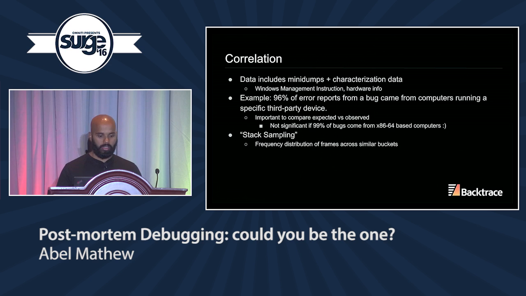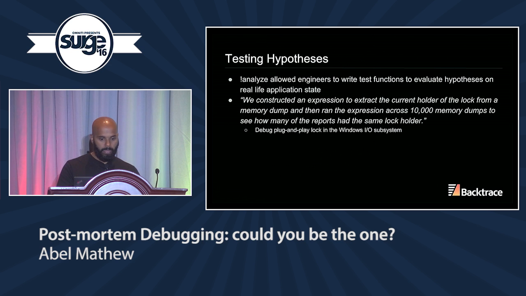So if I expect that 90% of computers are actually running this third-party device, that's big. But if only a small percentage of them are, and yet of this type of error it's 96%, they could prioritize effectively. The last part that correlation fits into is the idea of stack sampling. Tell me the function where I've seen the most errors, essentially, which is a really powerful thing to do when you can determine the stability of a subsystem.